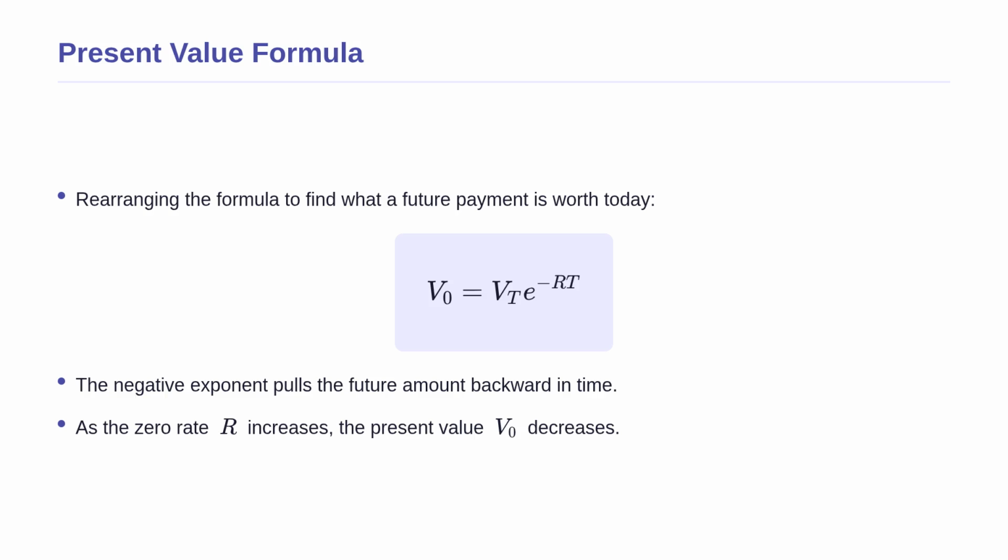Now that we know how to move money forward, what if we want to move it backward? This is called discounting. We simply rearrange our previous formula by dividing both sides by the exponential term, which gives it a negative exponent. The negative sign is crucial. It means we are pulling a future amount, Vt, backward in time to see what it is worth today, V0. Notice that as the zero rate R increases, the present value decreases. A higher interest rate means you need to invest less money today to reach the same future target.